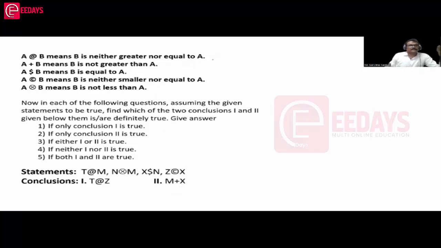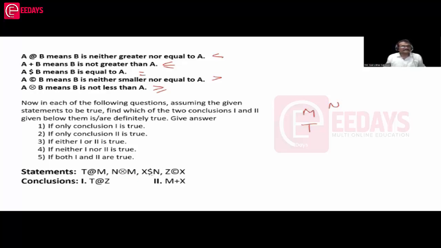Next, neither greater than nor equal, which is less than; not greater than, that is less than or equal to; equal to; here greater than, here greater than or equal to. T @ M: T is less than M. N $ M: N is greater than or equal to M.